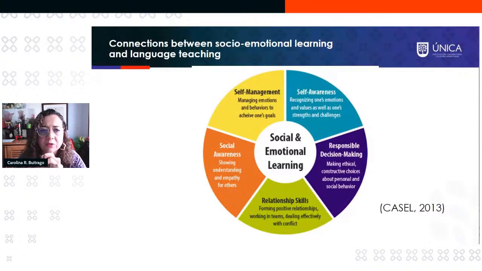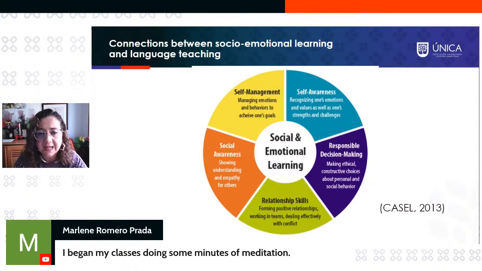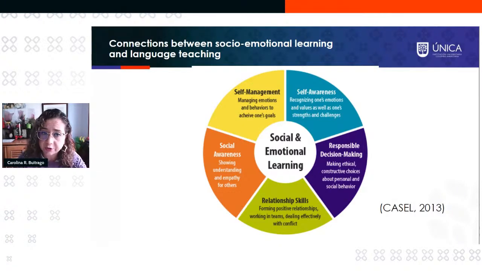So I would like to build some connections between social emotional learning and language teaching, right? It's not isolated. It's not crazy. We can totally build the connections. So this is the model proposed by CASEL in 2013. And it has 5 different parts. 2 of them are about the self, that are self-management and self-awareness, and 3 are social, that are social awareness, relationship skills, and responsible decision-making.